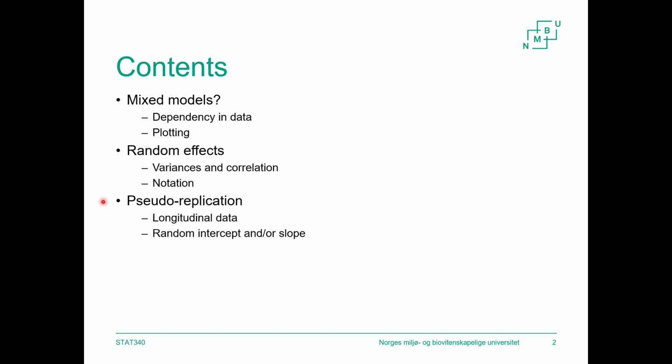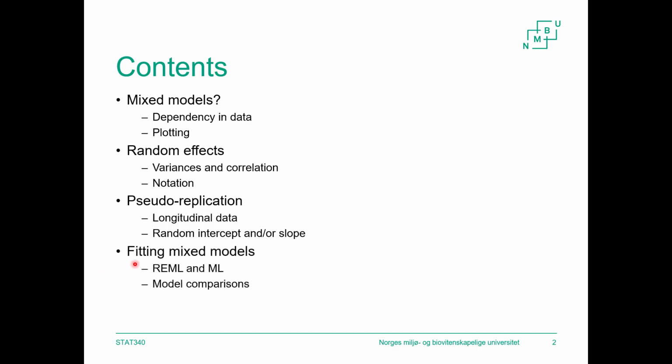And this week I will focus on pseudo-replication, models to deal with pseudo-replication. And next week we will also talk about mixed models, and then we will focus on something else. But this week this is the main issue. Longitudinal data, that means temporal pseudo-replication as we call it. It means that we measure the same object over time. And random intercept, random slope type of models. That's what we will look at this week.